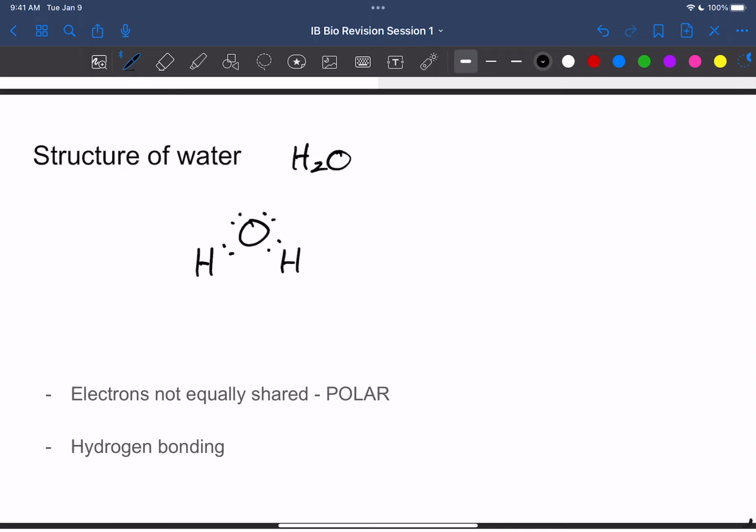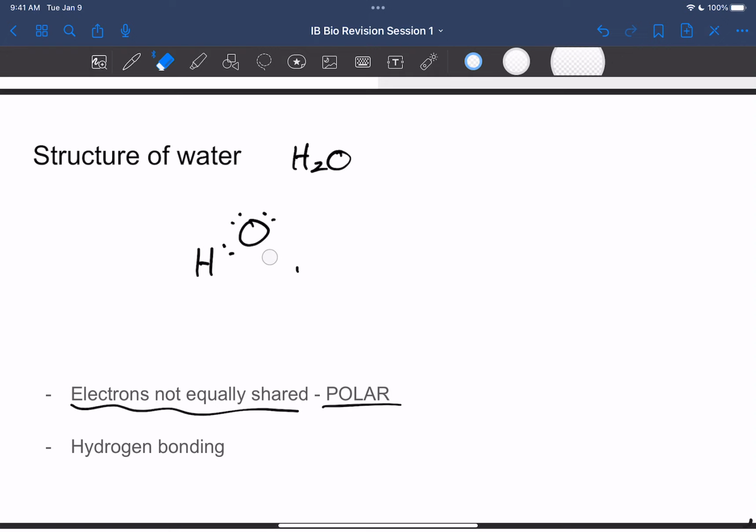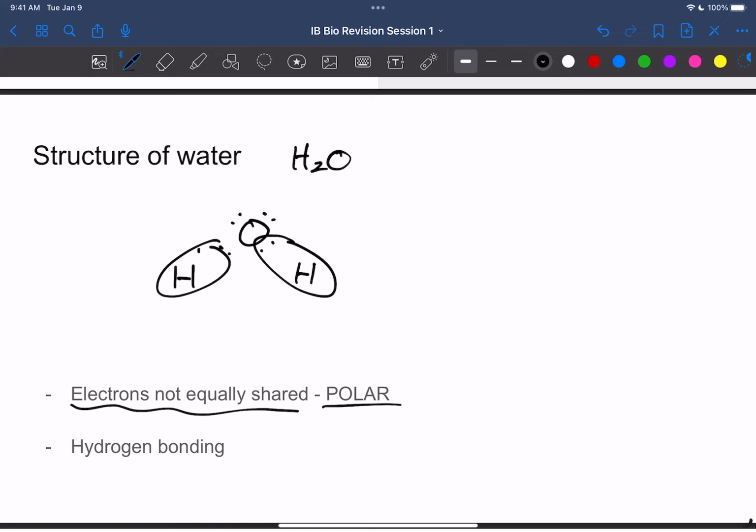Now, the reality of this kind of bond is that the electrons are not equally shared, and that's something that's called polarity. So, in reality, the electrons are going to be very close to this oxygen, but then the H's are going to be very far away. And this is called polarity. The electrons are closer to the oxygen than the H, and this is because of electronegativity.